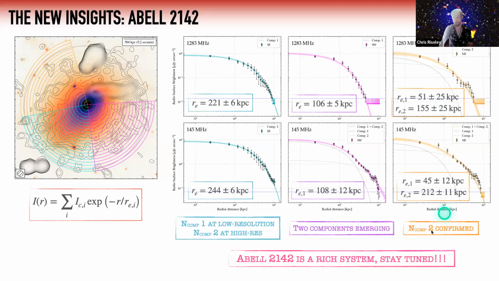And towards the northeast, we have a clear confirmation of two components. The e-folding radii are very similar, although not as much for the second component e-folding radius. For LOFAR, it's much larger because LOFAR recovers emission on much larger scales. This is an extremely rich system, and this is very much ongoing work, so stay tuned.